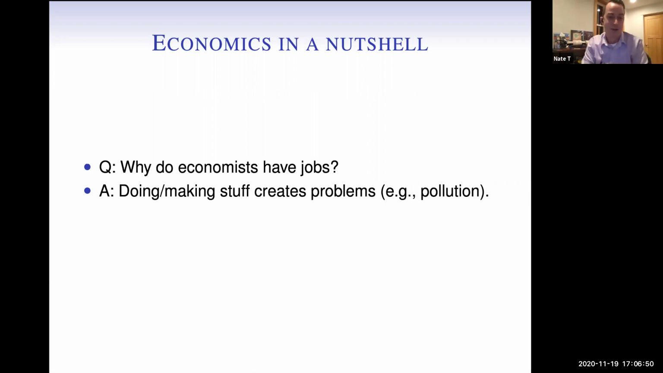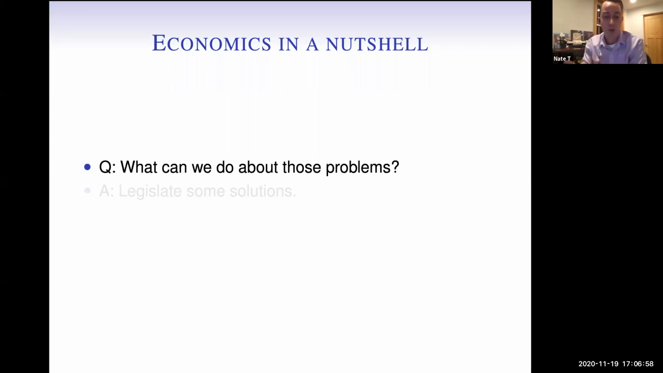This is why economists might have a job: to help come up with policies to address these problems. And what can we do about these problems? I already answered the question. We can maybe legislate some solutions, or maybe have an administration that agrees to reduce greenhouse gas emissions or something. So that's economics in a nutshell.